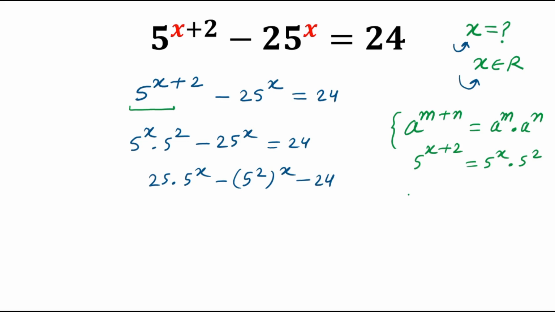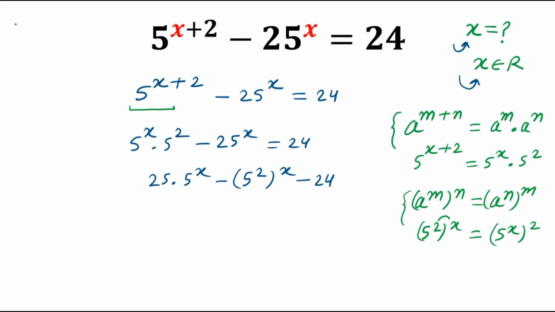Now if we apply this rule, a power m bracket power n is equals to a power n bracket power m, then 5 power 2 bracket power x, this 2 and this x are interchanged, then 5 power x bracket power 2. In the left hand side, 25 times 5 power x minus, here this expression is the same as this expression, so 5 power x bracket power 2, and this is equals to 24.